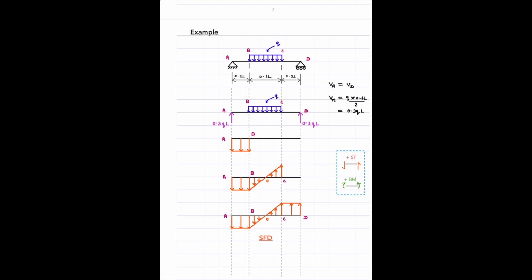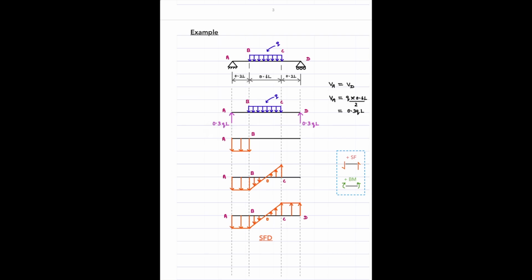Now let's start first with finding the reaction. In this case, it's easy. I'm starting with a symmetrically loaded beam, so both the reactions should be equal, right? And it should be equal to what? Half of the total load applied on this beam. So half of q into 0.6L, you get 0.3 qL, right? So those are the values shown here.